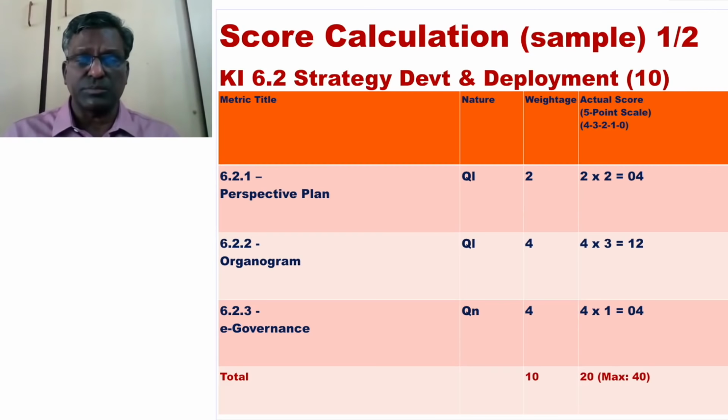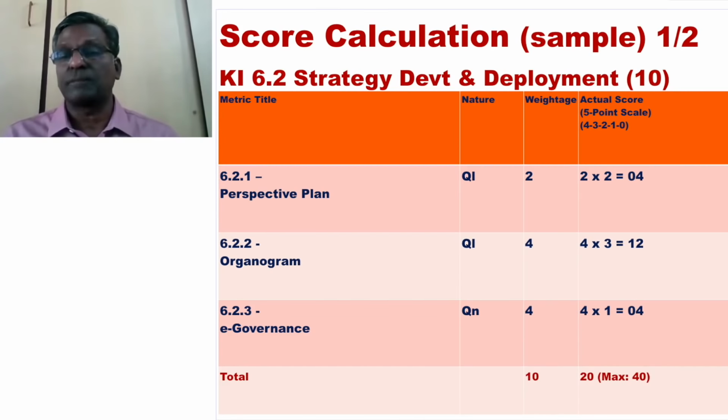And there are 3 points: 6.2.1 perspective plan, 6.2.2 organogram, 6.2.3 e-governance. So 6.2.1, look at the second column, is a qualitative metric. 6.2.2 also is a qualitative metric, whereas 6.2.3 is a quantitative metric. Now the total weightage for this particular key indicator 6.2 is 10, and that 10 is divided as 2, 4, 4. So 2 plus 4 plus 4 would be 10. Now, how are these scores actually calculated?